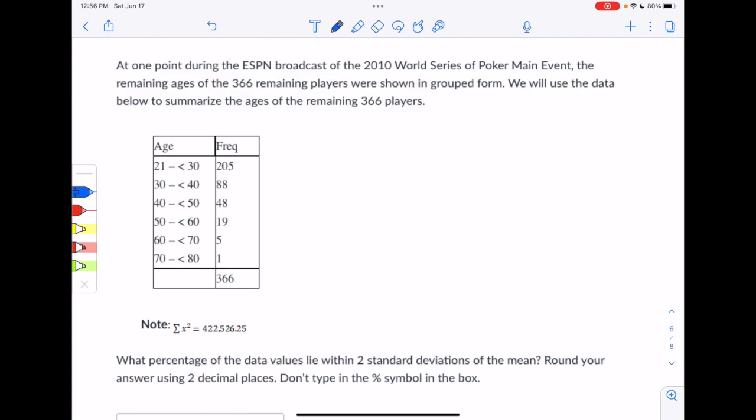We've got a sum of the x squareds, and they want us to find what percentage of the data values lie within 2 standard deviations of the mean. Round our answer using 2 decimal places, and don't type the percentage symbol in the box.